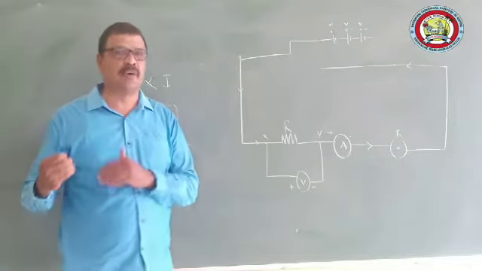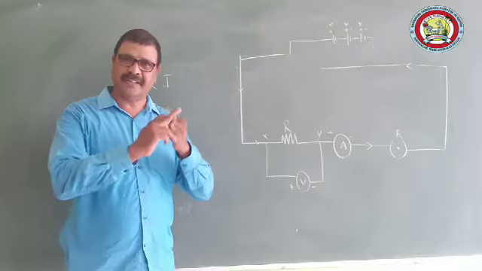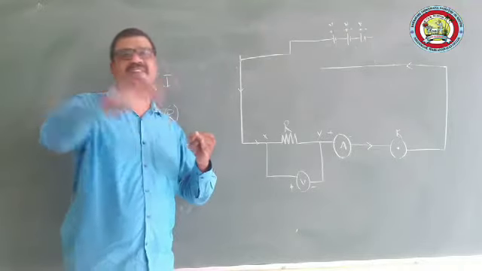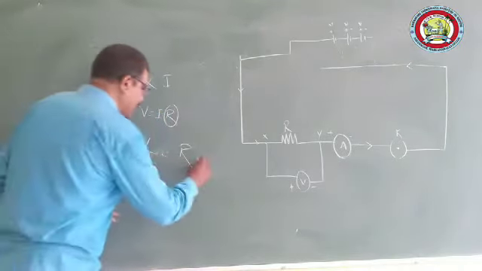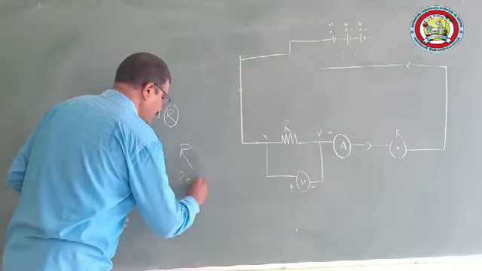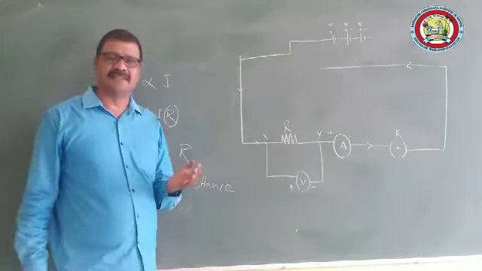Now we have come to a third quantity in electricity. The first quantity is electric current. The second quantity is potential difference, which drives this electric current. The third quantity is resistance. R is nothing but the resistance. Now, what exactly is resistance?